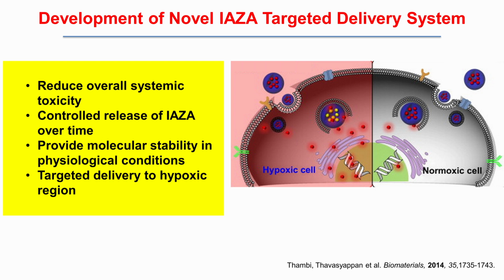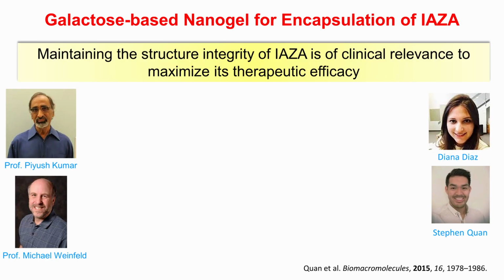Here we're using a galactose-based nanogel, where the surface of the nanoparticle has a dense distribution of sugars, which are galactose. This work is done in collaboration with my collaborators, Piyush Kumar and Michael Weinfeld, both from the Cross Cancer Institute at UofA. And those are the two students who worked on it. They have both left. Diana recently got a job in GeneVentures in Vancouver.